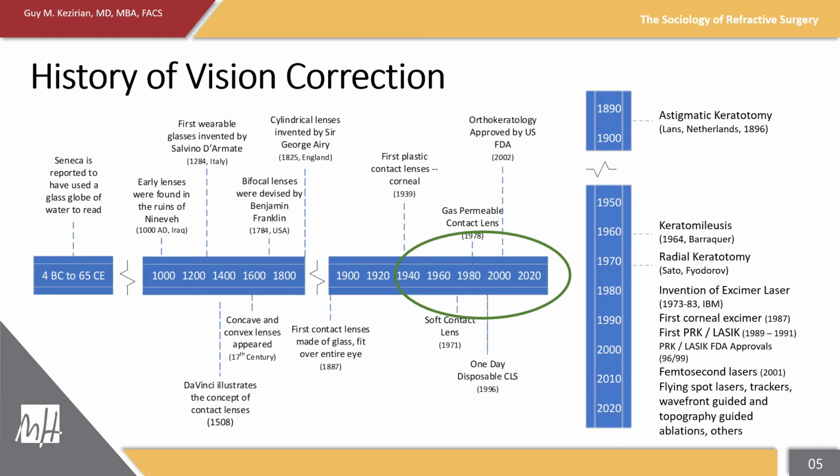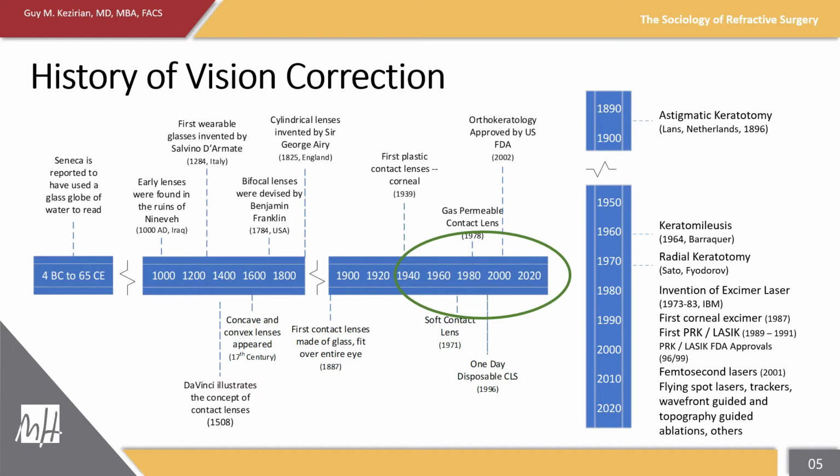Keratomileusis was reported in 1964 by Barraquer. We'll talk about some of the technologies in a moment. Radial keratotomy first appeared by Sato in Japan and then Fyodorov from the 1970s. Sato did it from the internal cornea, caused a lot of corneal decompensation, and was discredited. Fyodorov realized it could be done from the external cornea and made somewhat of a success of it until the lasers came along in the 1980s and 90s.